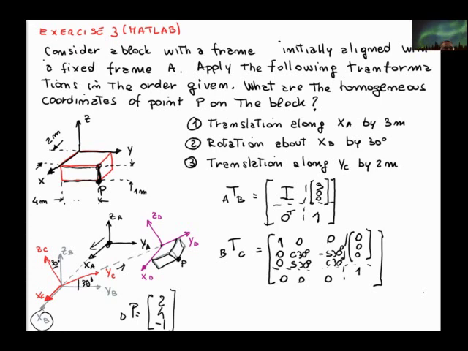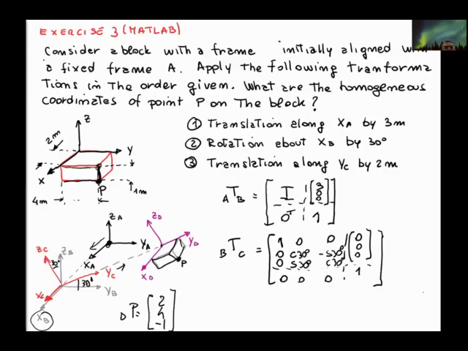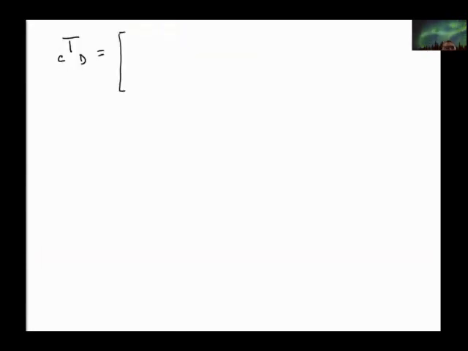Finally, what do we miss? We miss the final translation. That is a pure translation between frame C and frame D. And it is a translation along the YC axis. Of how much? Of 2 meters. So how does it look like? We said it's a pure translation, so identity matrix for the rotational part, and we have again zeros.